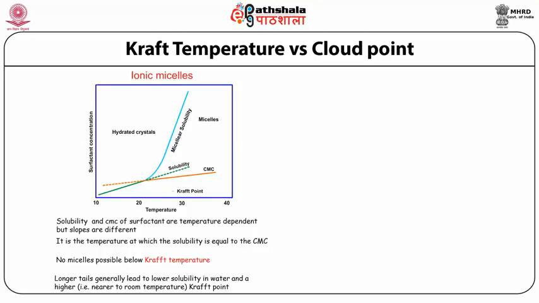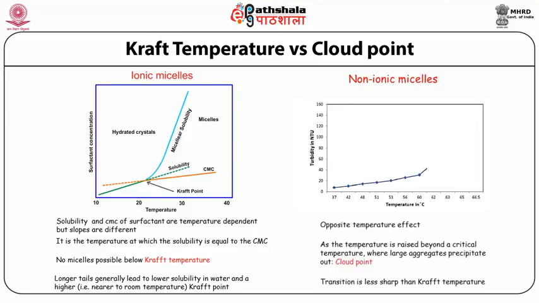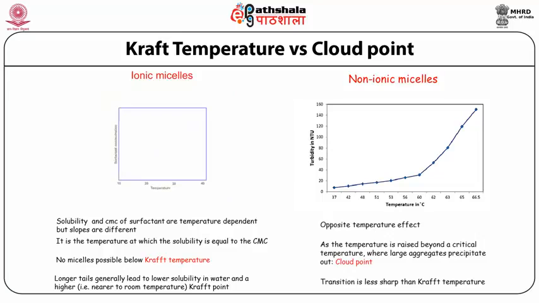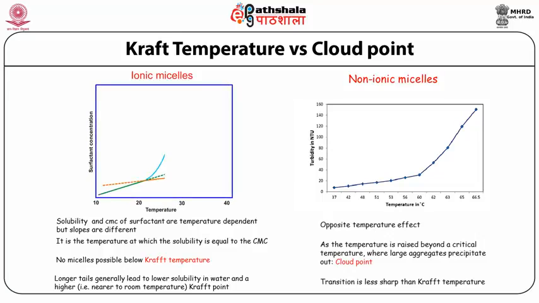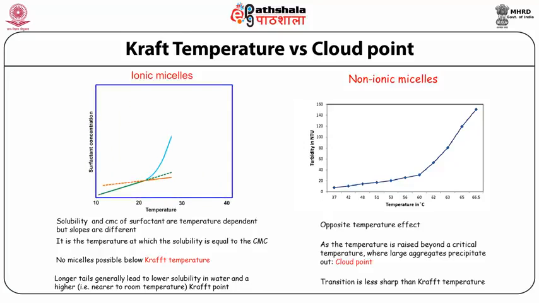In the case of non-ionic micelles, you see a completely opposite temperature effect. If you go beyond a particular temperature, all the micelles precipitate, and that is called the cloud point. So ionic micelles and non-ionic micelles show completely different behavior upon changing temperature. Due to the Kraft point, the transition is very sharp, but in the case of non-ionic micelles, due to the cloud point, the transition is much less sharp.